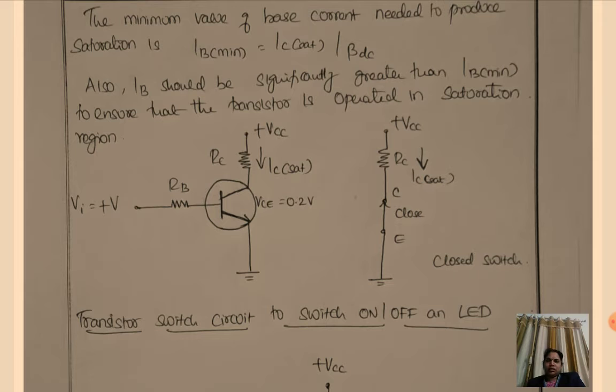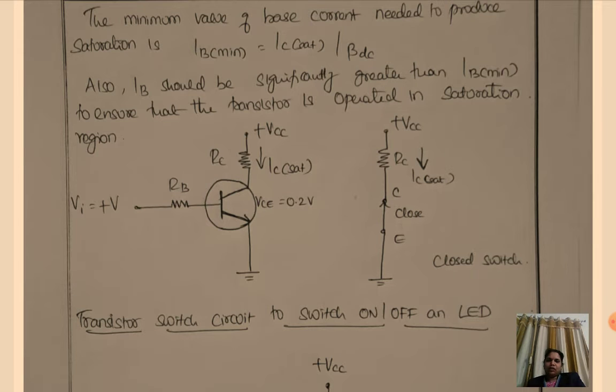So once the collector current flows, we can see that it is equivalent to a closed switch. So this is how we are going to make the transistor operate as an on switch or off switch. This is the important application of the BJT as a switch.